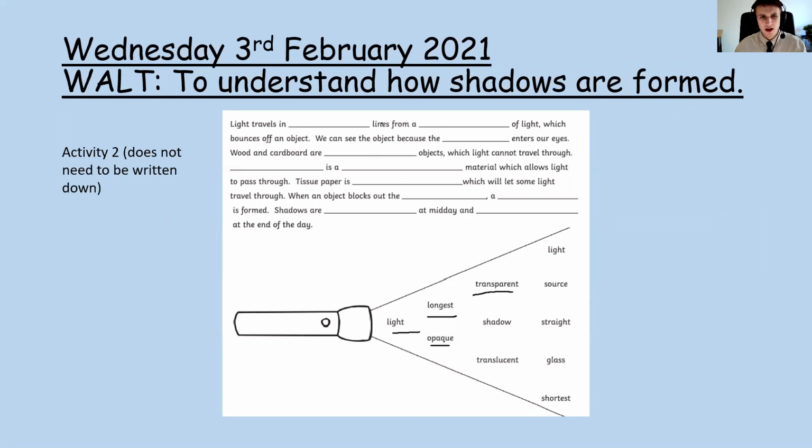So for example, "light travels in something lines from a something of light." So I'd be thinking, light travels in, what kind of lines does light travel in? Straight, of course, because Mr. Cox just talked about that. So straight would go there. From a source of light, because I know that's what something that produces light is called. So once again, you need to read through and have a look at the words. Which words belong in which places?